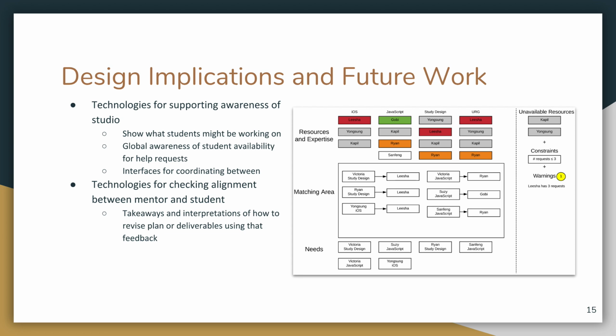Another potential technology is tools for helping check alignment between mentors and students. So what these tools might do is show the takeaways and interpretations of how a student might revise a plan or deliverable, and then allow them to get feedback from the mentor if there is a misunderstanding in what they heard at SIG or what they thought they heard at SIG or any other meeting.